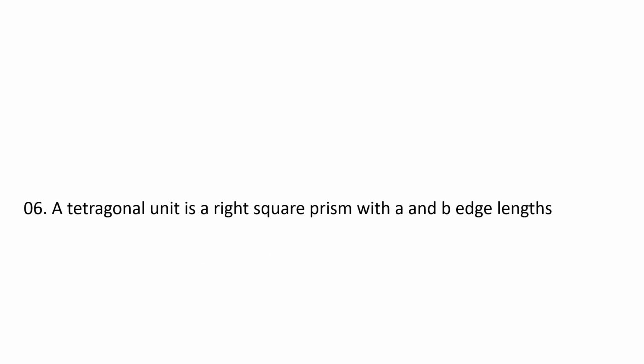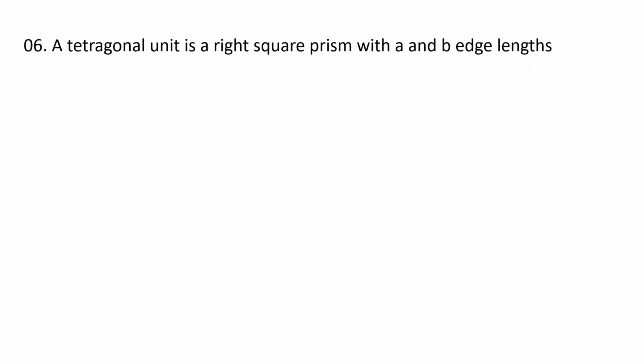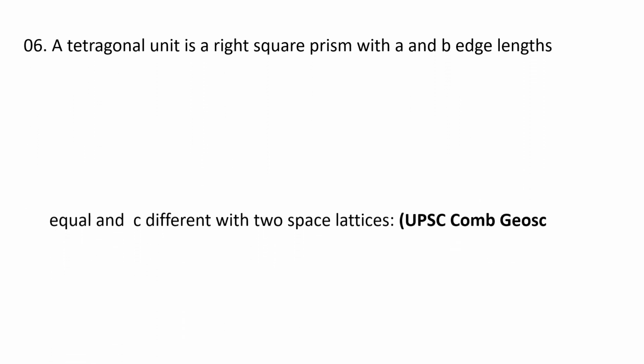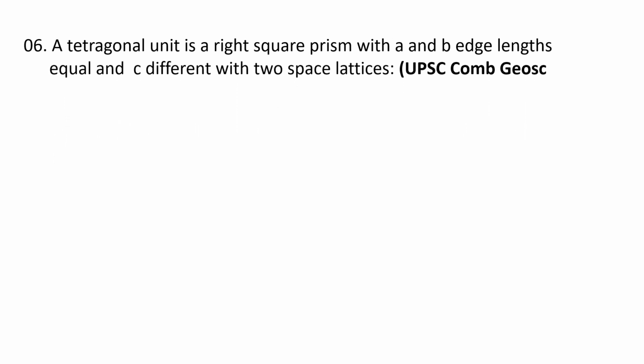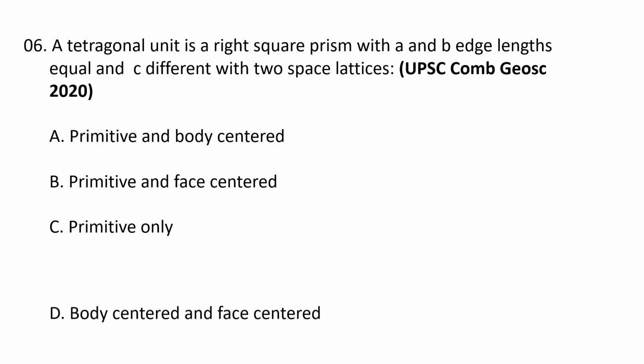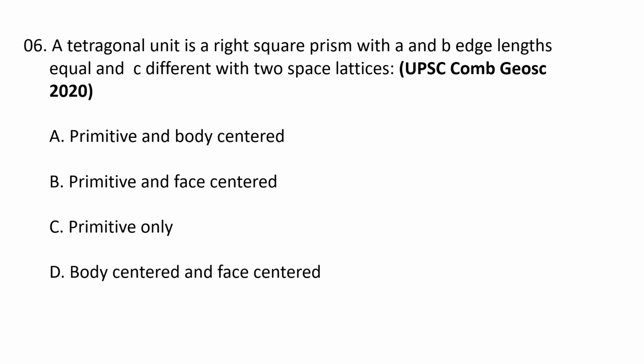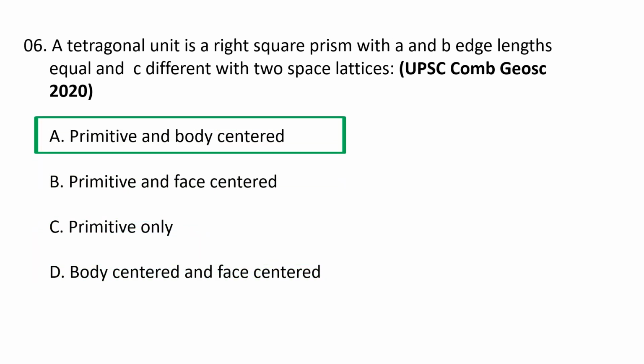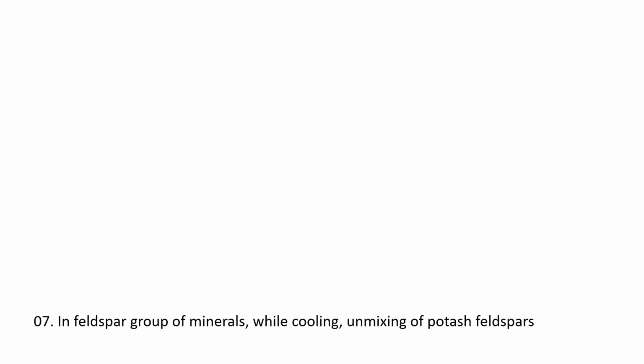Next question. A tetragonal unit is a right square prism with A and B edge lengths equal and C with two space lattices. A. Primitive and body centered. B. Primitive and face centered. C. Primitive only, and D. Body centered and face centered. A tetragonal unit is a right square prism with A and B edge lengths which are equal, and C with the two space lattices which are primitive and body centered. A is the correct option. Next question.